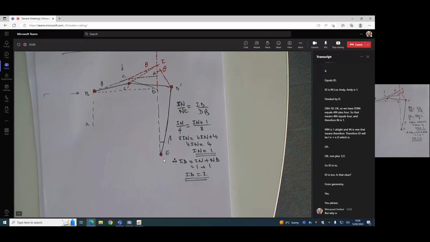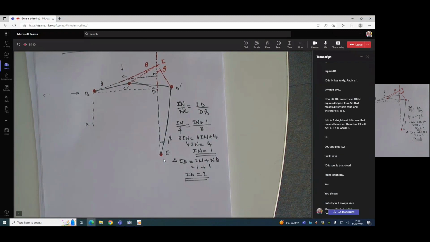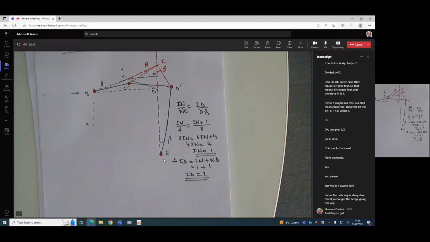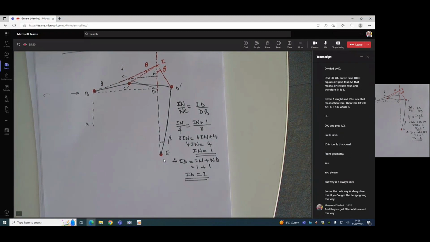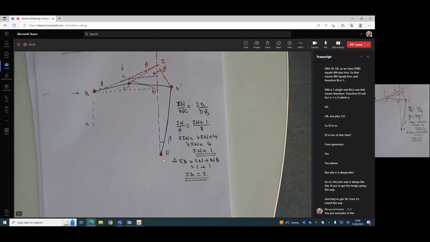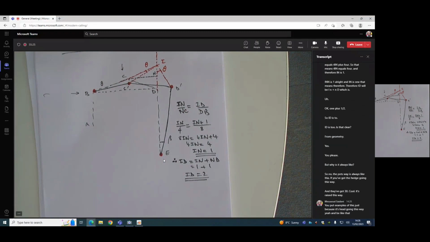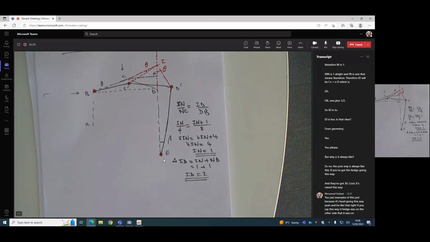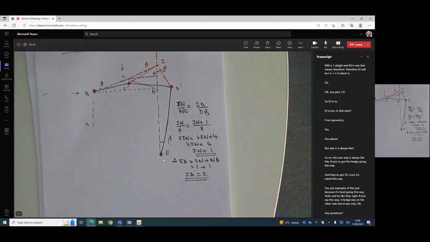Why is it always like this? The pathway is always like this. If you've got the hinge going this way, and you've got a vertical, it sways this way. Because the hinge is going this way, and the vertical like that, it will sway this way. If the hinge was on the other side, then it goes the other way. Okay. Any questions? Any questions? Okay.